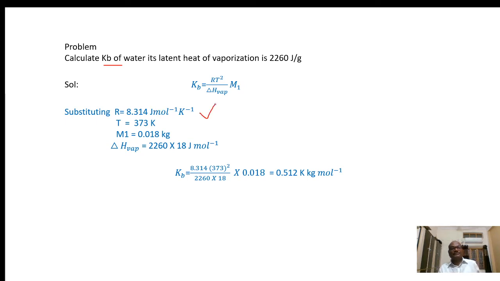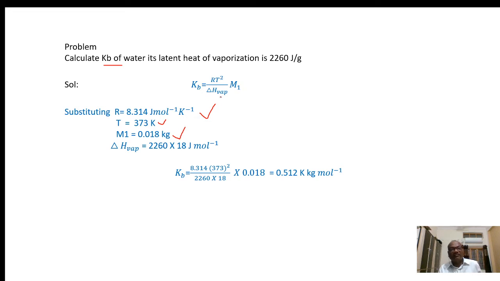SI units we are substituting. T is nothing but the boiling point of water, 373 Kelvin. You cannot substitute in degree centigrade, you have to substitute in Kelvin scale. Okay. Next, M1 is given. M1 is nothing but the molecular mass of water. How much is it? 18 grams, but you have to write in kilograms. We are substituting in SI units. That's why 18 by 1000, 0.018 kilograms.